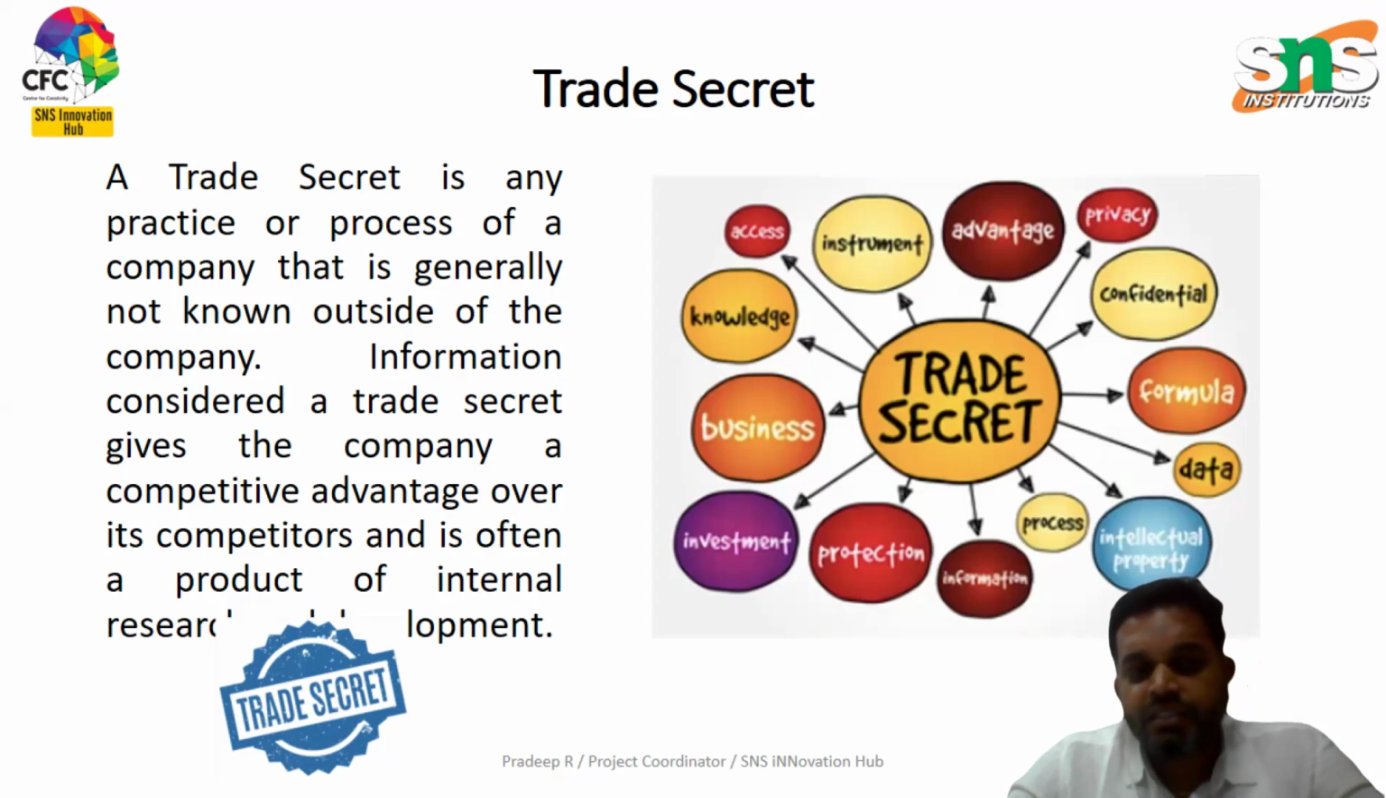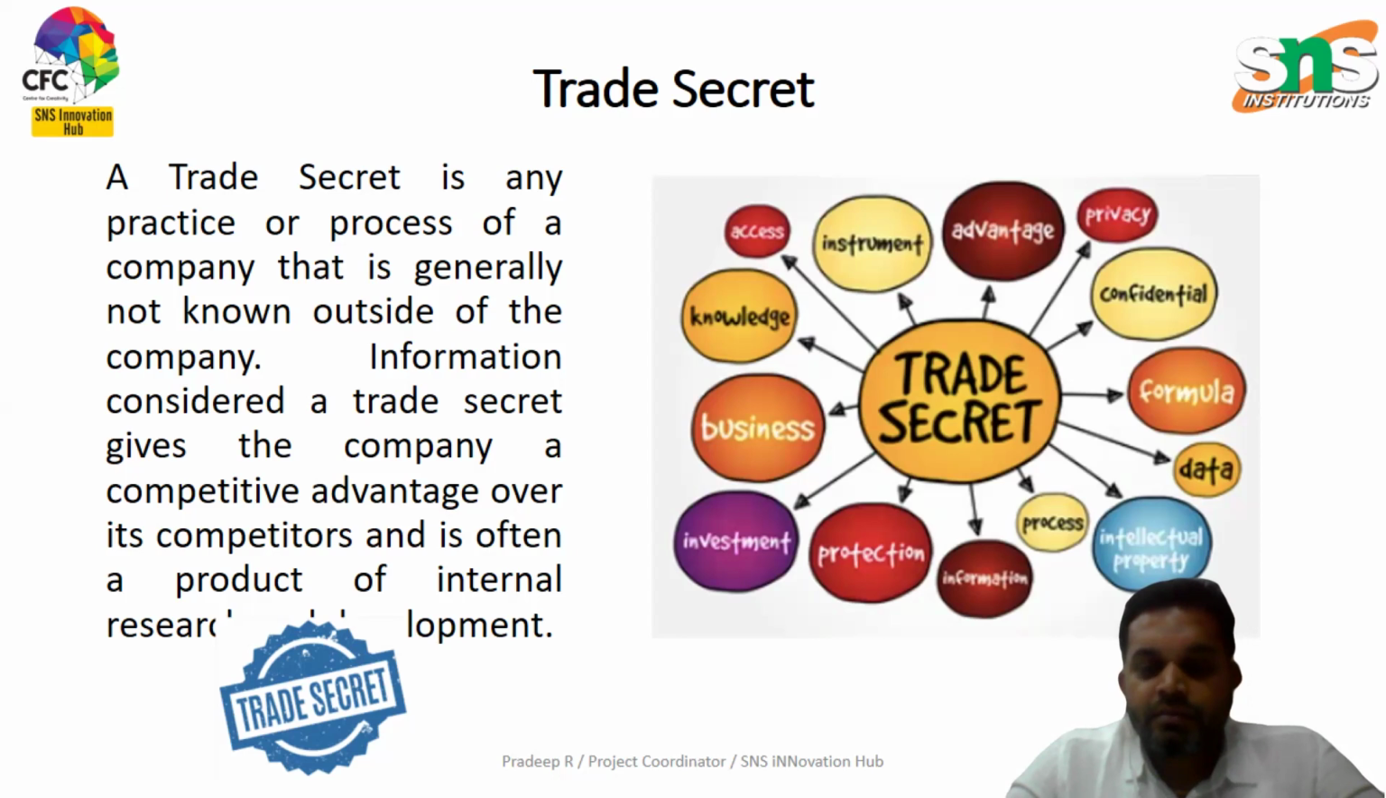Information considered a trade secret gives the company a competitive advantage over its competitors, and it is often a product of internal research. When we go for some product development for society, for example, we might be making a separate ingredient for a biscuit. That is a trade secret for us. Even today, however many chocolates come, people will go only for Dairy Milk. Dairy Milk is the most lovable product for everybody. That is because of its own ingredients. That is the trade secret they maintain.